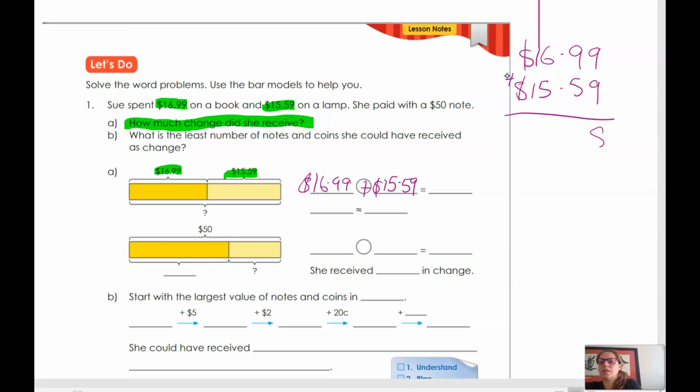All right, 9 plus 9 is 18. You have to regroup into the tenths. 9 plus 5 is 14, plus 1 is 15. All right, making sure we travel over. 6 plus 5 is 11, plus 1 is 12. 1 plus 1 plus 1 is 3. So we've got $32.58.